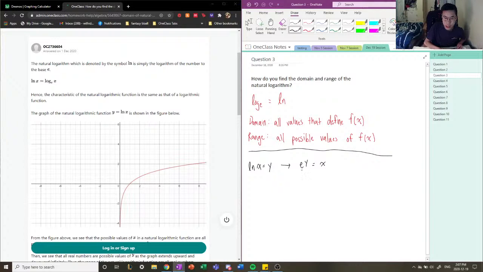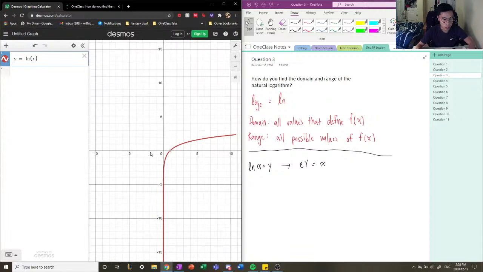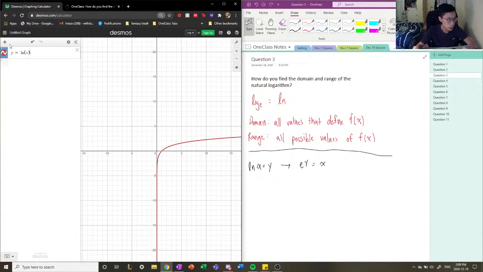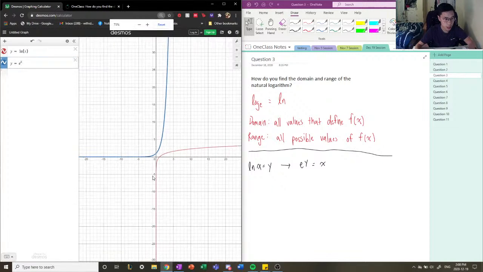If you want, you can graph your natural logarithmic function to see that this is the case. Let's graph that now. This is our ln function. If we add a different function here, y equals e to the power of x, this is what we get. You see here that the range of this function is always positive. No matter if we have a negative exponent or a positive exponent, our result is always going to be positive.